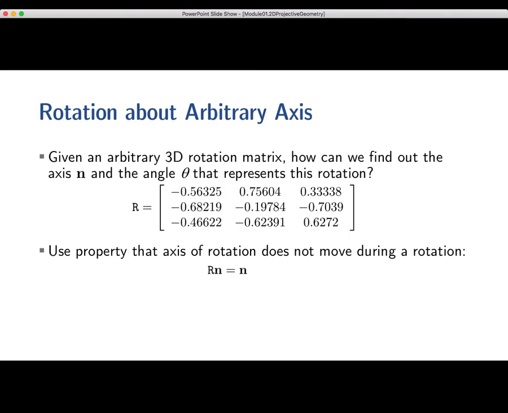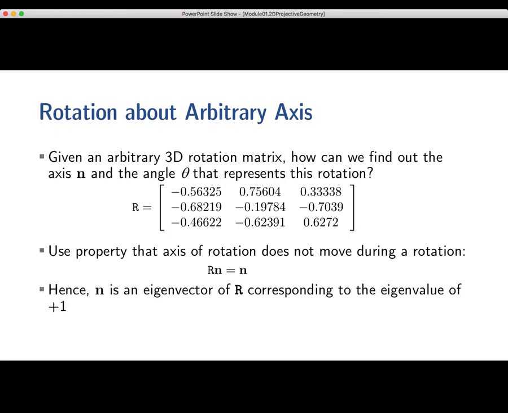So, from my observation I know that Rn should be n, because the axis of rotation does not move during rotation. Okay, so that means I can find the eigenvector of the rotation matrix corresponding to the eigenvalue of 1, and that will be the axis of rotation. Okay, so hence n is an eigenvector of R corresponding to the eigenvalue of +1. A rotation matrix always has, I did this in the tutorial for 2 dimensions, I found the eigenvalues of the rotation matrix. They come out to be cosine theta plus i sine theta and cosine theta minus i sine theta.